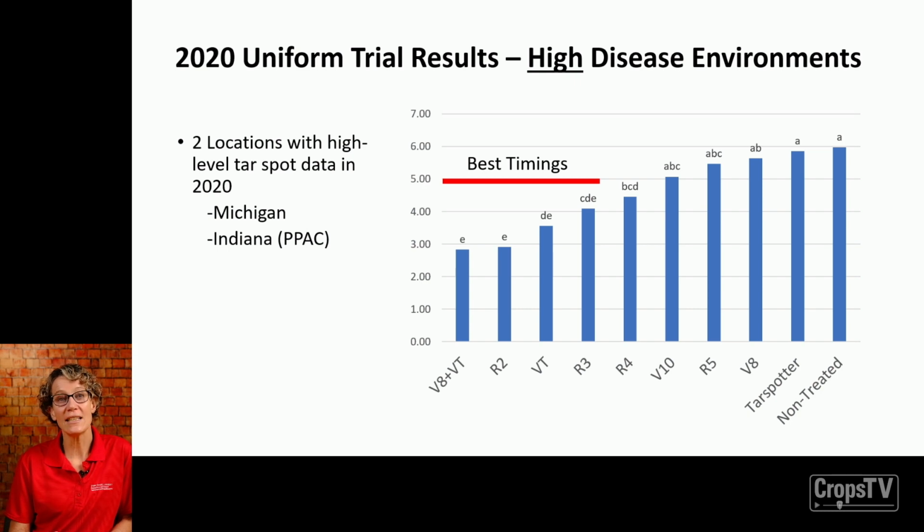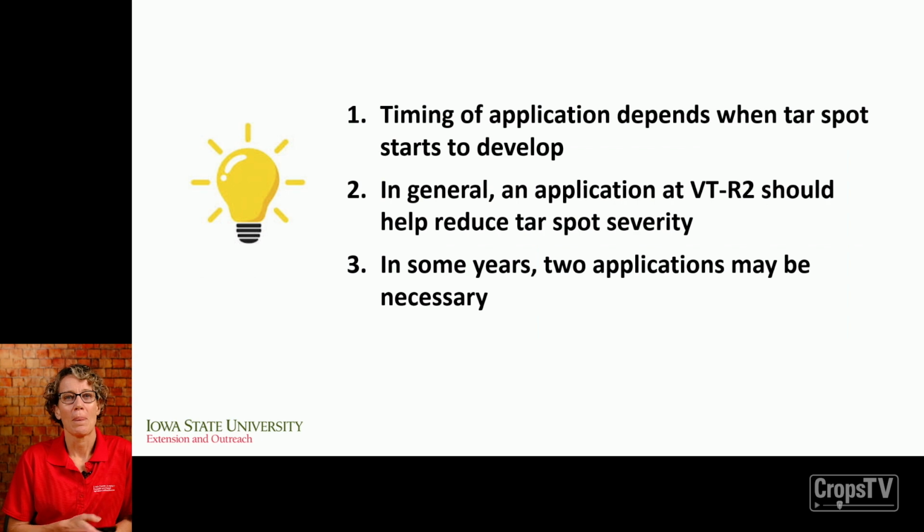If we look at high disease environments, we can see that the double application and that R2 application gave very, very similar disease control, and then that the VT and the R3 application were not different from that R2 and double application. So both reducing disease. And remember, this was with Trivapro.